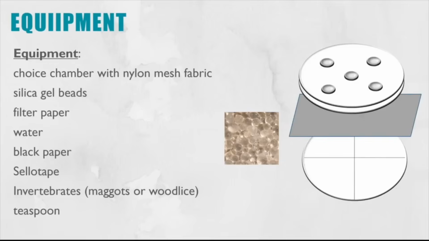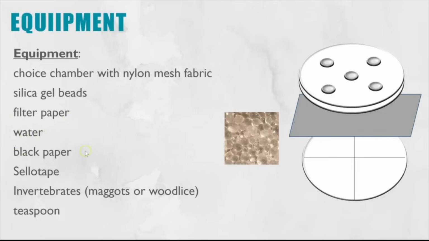Okay, so the equipment. The main thing is the choice chamber. And this is like a large plastic Petri dish, and the base is split into chambers. It might be split in half or it could be in quarters, and the lid has holes in the top where you can insert the invertebrates in, and also it provides some airflow. Now to create a dry chamber we would add silica gel beads, and these absorb moisture in the air. To create a damp or humid chamber we would insert filter paper which is soaked in water.